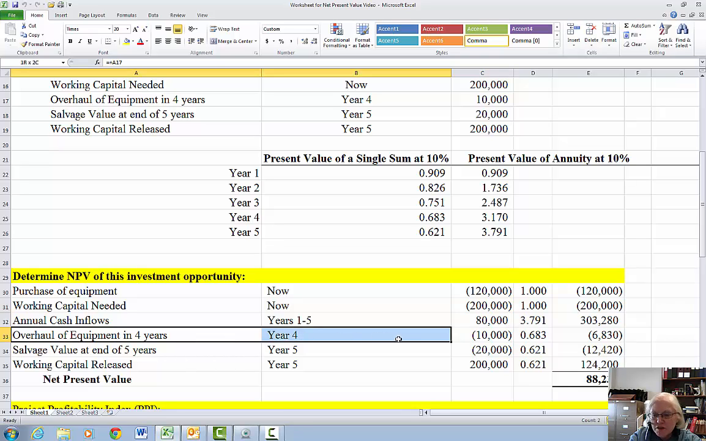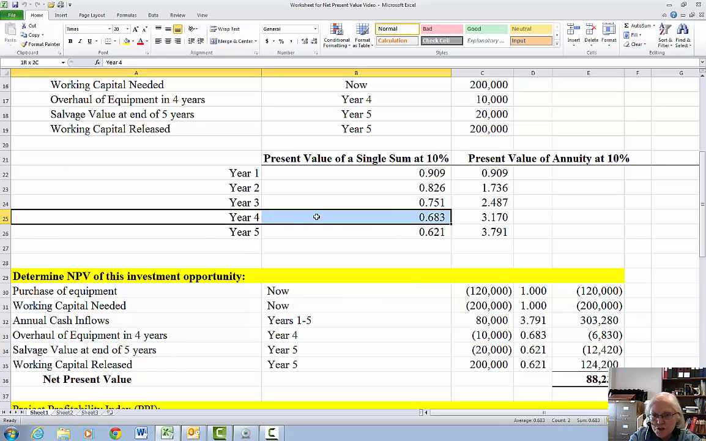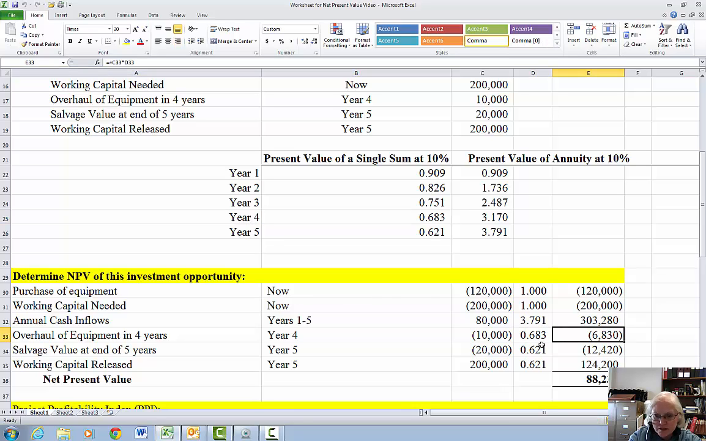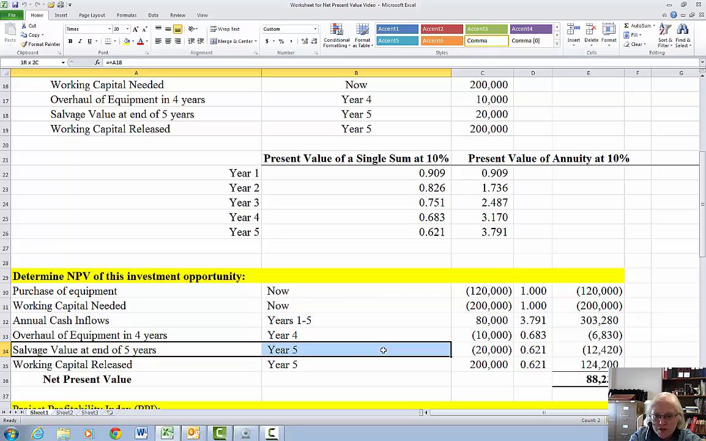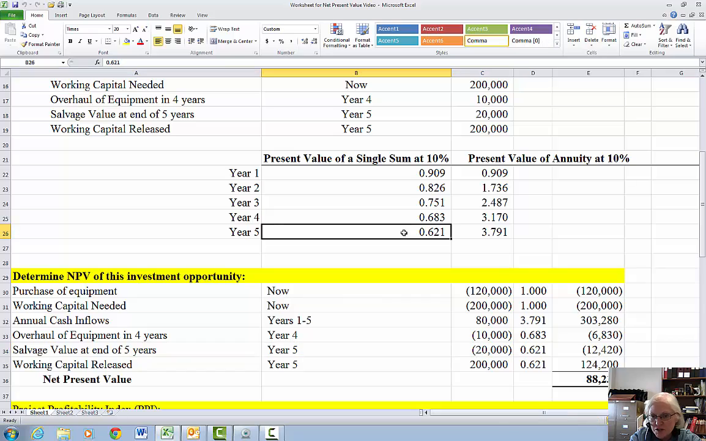The overhaul of the equipment in year 4 is a $10,000 outflow times year 4's present value of a single sum, 0.683, which is $6,830. And the salvage value we expect to get when we sell the equipment is $20,000 at the end of year 5. So I'm going to use 0.621 and multiply it by the $20,000. Actually, that salvage value would be a $20,000 inflow of money. So I've messed this up, so let me fix it right now.